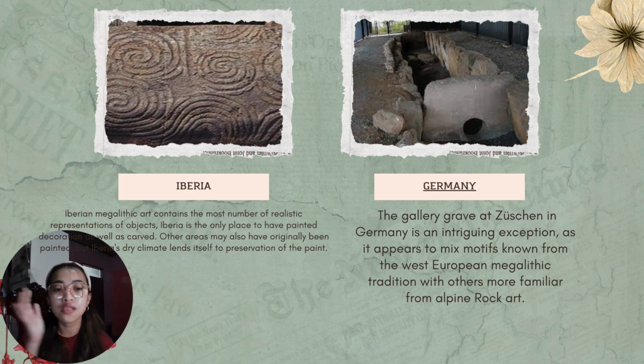Germany also has the gallery grave in Sachsen. It is an intriguing exception, as it appears to mix motifs known from the West European megalithic tradition with others more familiar from Alpine rock art. In Germany, the forms of expression are intriguing because they need a lot of thinking to fully understand what they are trying to say, or what meaning they are trying to imply.